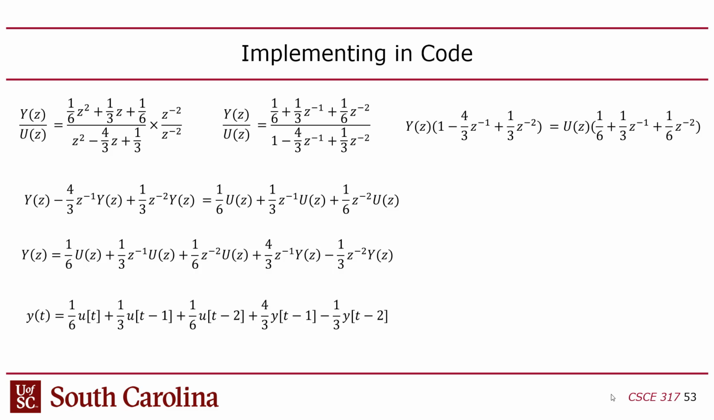And then this is one y ago, and this is two y's ago, z to the negative 2, right? So in other words, all I did was I took this and I recalculated it as this. It's the same equation, but it's in a form where I can directly calculate the next y.